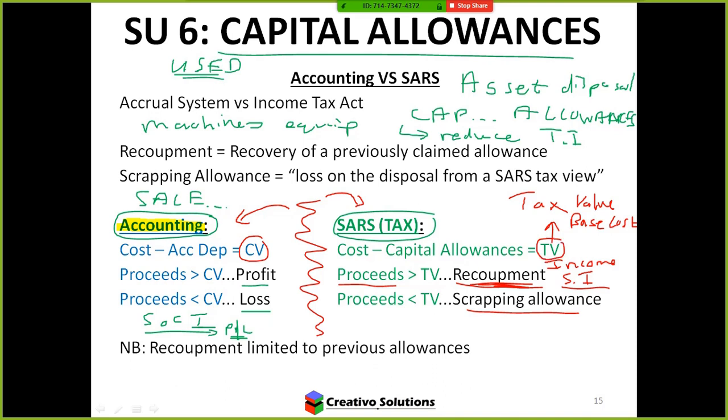What would the tax value be? The tax value would be the cost of the assets less any allowances. They could be capital allowances or they could be deductions in terms of wear and tear. It doesn't matter. It's cost minus deductions or allowances that gives you the tax value.